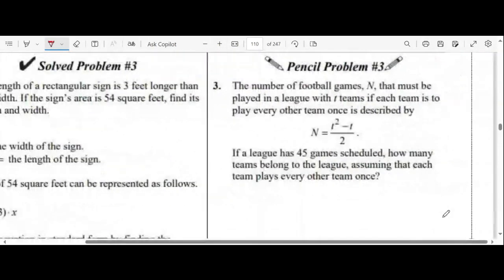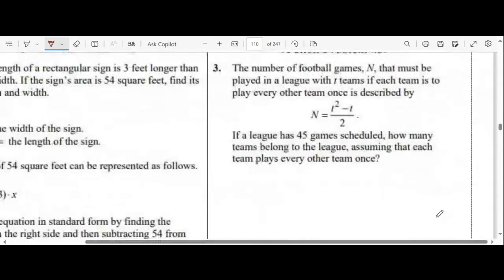The number of football games n that must be played in a league with t teams, if each team is to play every other team once, is described by n equals t squared minus t over 2. If a league has 45 games scheduled, how many teams belong to the league? Assuming that each team plays every other team once. Okay, football, right? And league, what does league mean?